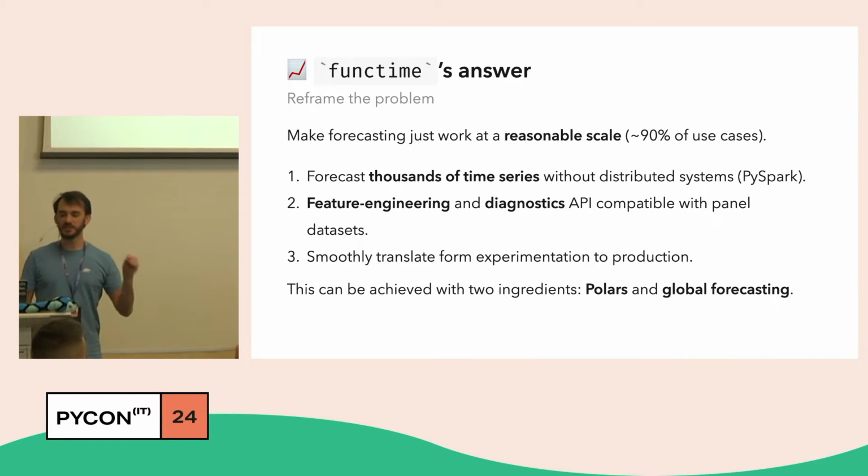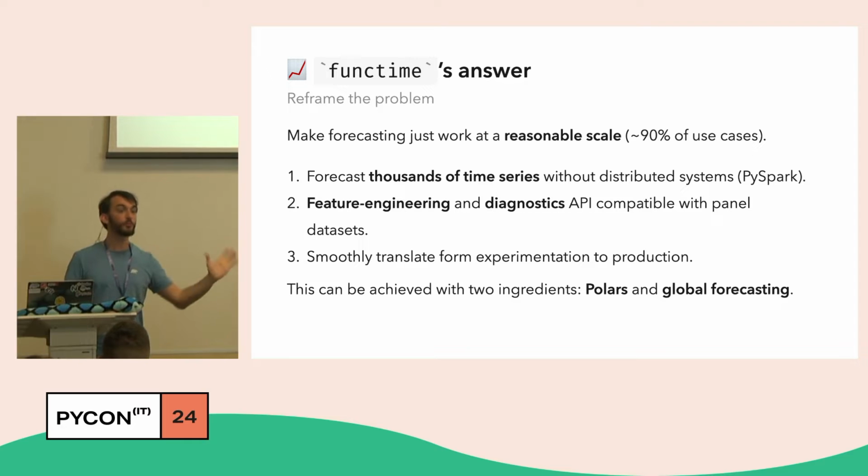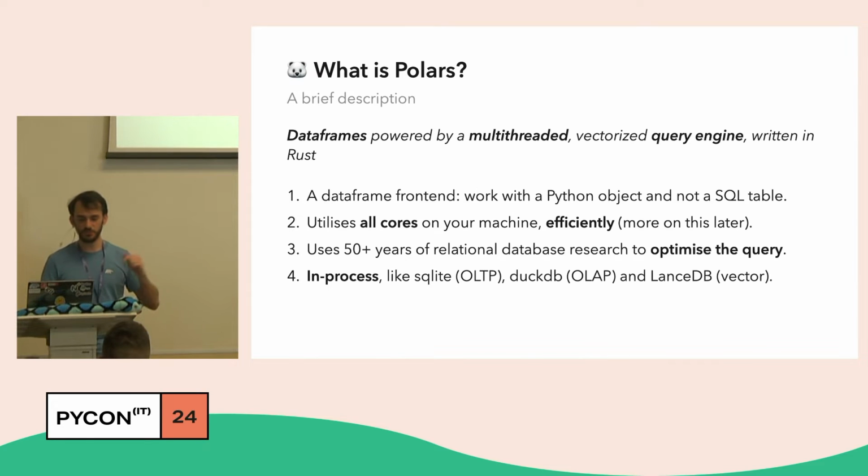We also offer feature engineering and diagnostic state-of-the-art APIs to extract features all at once from 1,000 time series at once, and diagnose your whole forecaster on all of those time series at the same time. And this hopefully enables you to translate from experimentation to production. Because Polars is so slim, and functime tries to be too, you can deploy it maybe on a Lambda, hopefully. And these are the two ingredients we use.